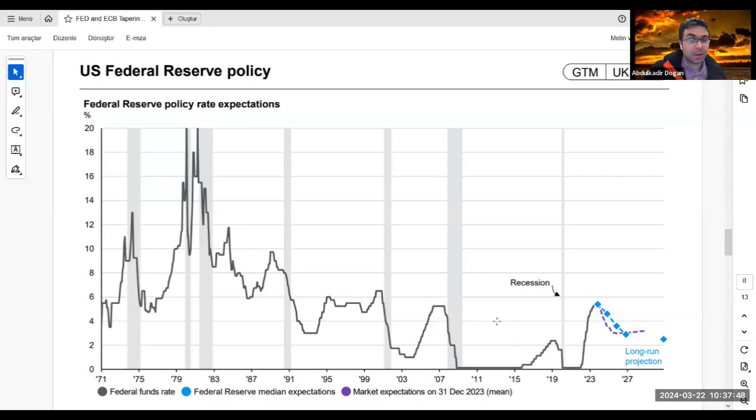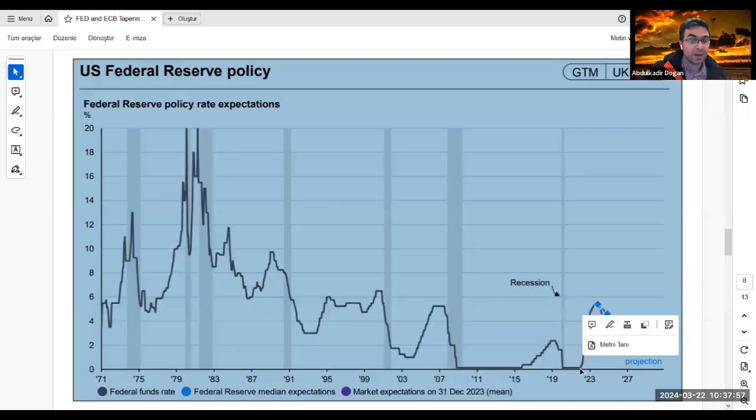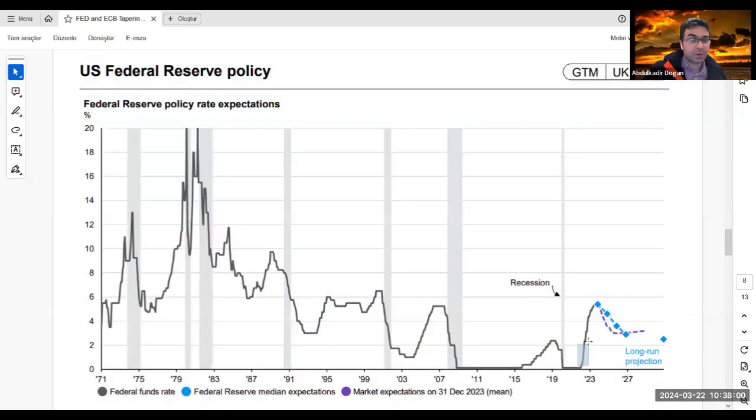And now, in each recession, please look at the interest rate going down. After the recession, because of the quantitative easing, the interest rate is going up. And now the policy rate expectation will be decreasing in the long-run projection, and it will be around just 2%. Please look at it here. It will be around 2.5% or 2% in the long run for the Federal Reserve.